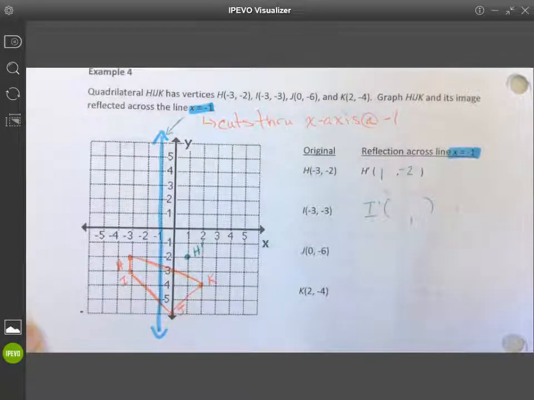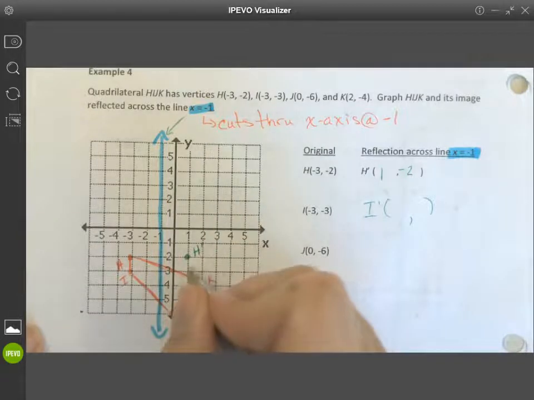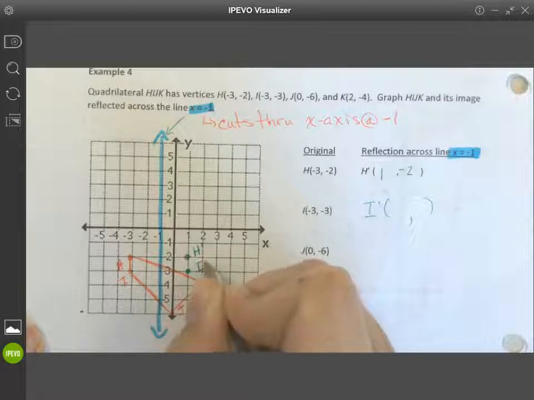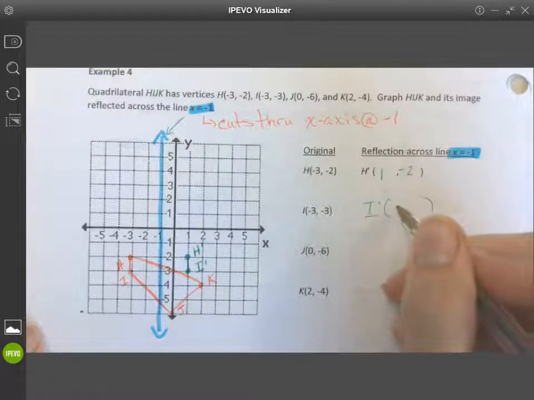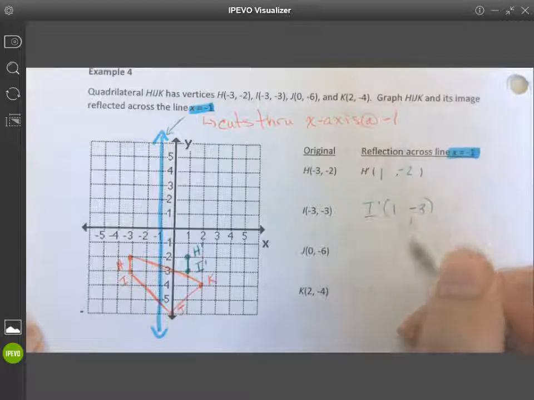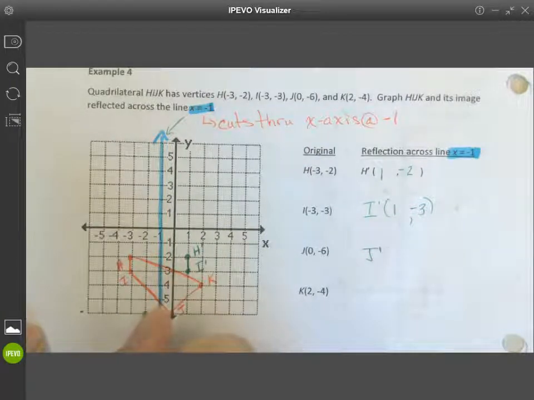So I is over here. I feel like I'm a little out of order. All right, so I would be here, and I'm 2 units, so I'm also going to be 2 units. Here's I prime. And what is that point? 1, -3. All right, let's go for J prime. J is 1 unit to the right, so make it 1 unit to the left.